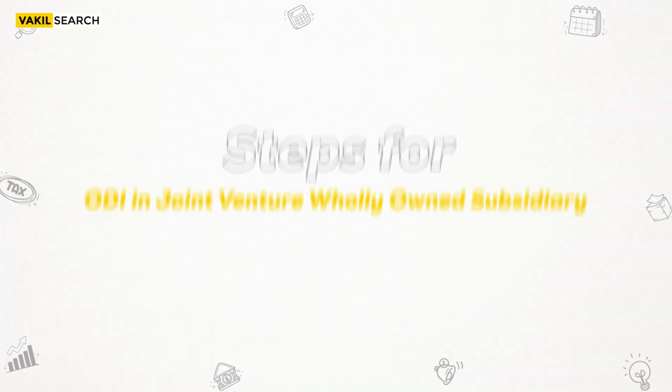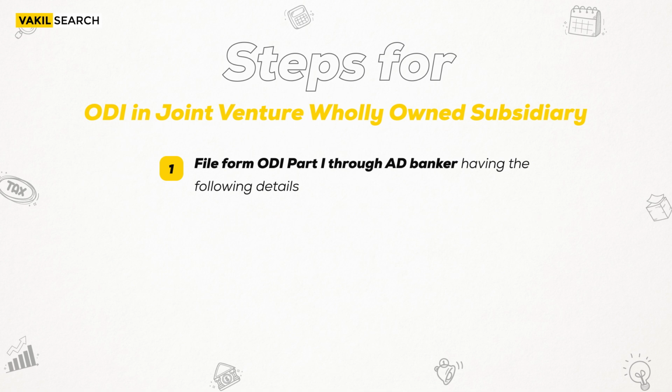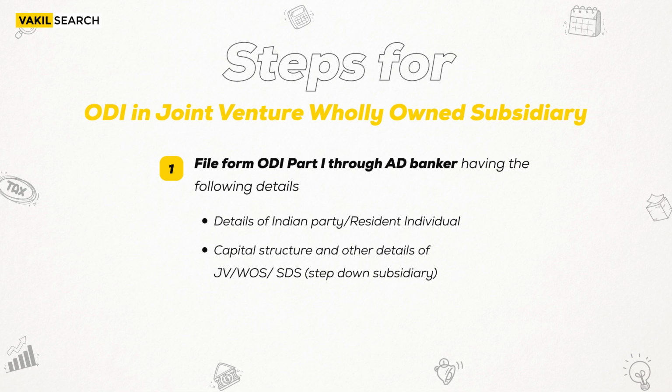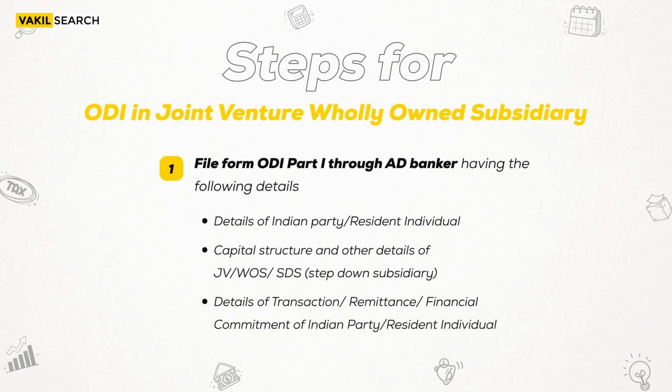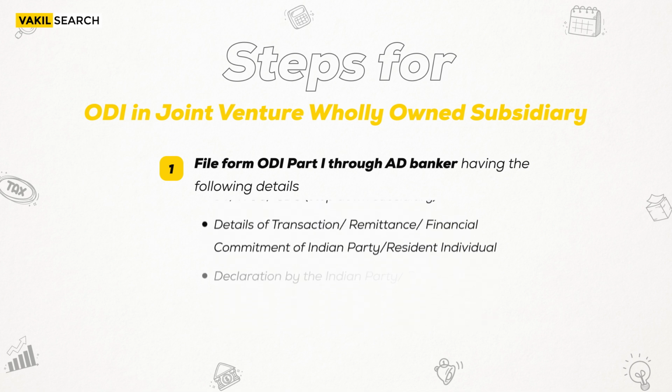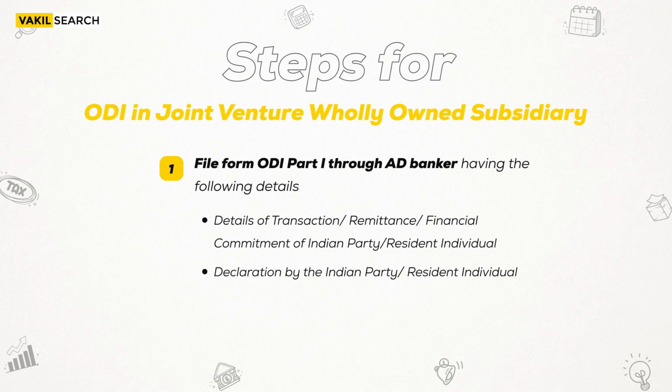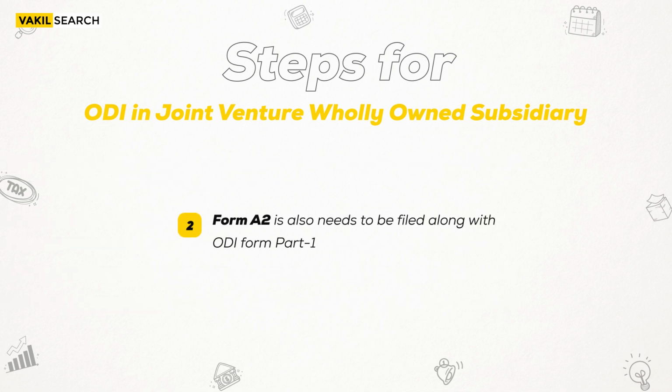So first is to file Form ODI Part 1 through the authorized dealer bank having the following details: the details of the Indian party, resident individual, capital structure and other details of the joint venture and wholly owned subsidiary company, details of transaction, remittance, financial commitment of the Indian party or the resident individual, declaration by the Indian party or the resident individual, and certificate by the statutory auditors of the Indian party. And along with that, Form 2 has to be filed along with the ODI Part 1 form.